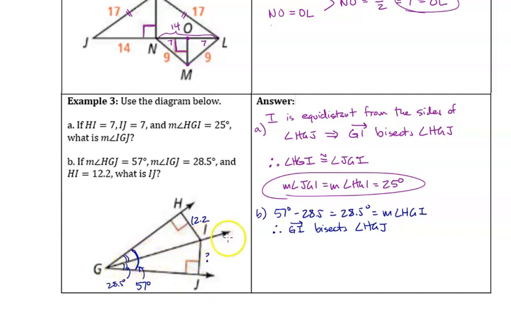So that means I can now apply that angle bisector theorem, and any point that's on that ray, any point that's on ray GI, should be equidistant from the two sides of angle HGJ. Well, point I is on that ray, and IH is the distance from I over to this side. IJ is the distance from I over to this side. Those should now be congruent. So IH should be the same length as IJ. If IH equals 12.2, then that is going to be the same distance for IJ, and there's my answer.